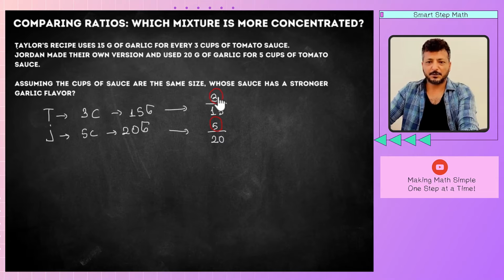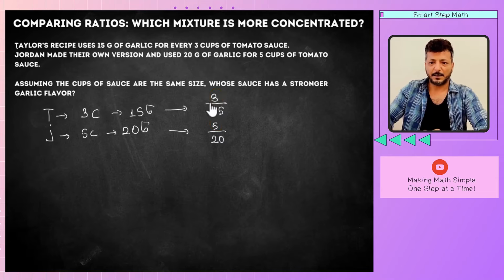Look, in our first ratio, I can divide both the numerator and the denominator by 3. If I divide by 3, the numerator becomes 1 and the denominator becomes 5. What does this mean? This means that Tyler used 5 grams of garlic to prepare 1 cup of tomato sauce.